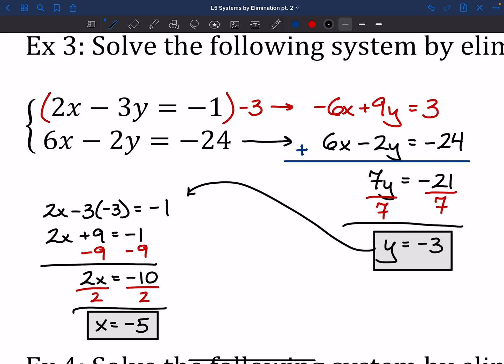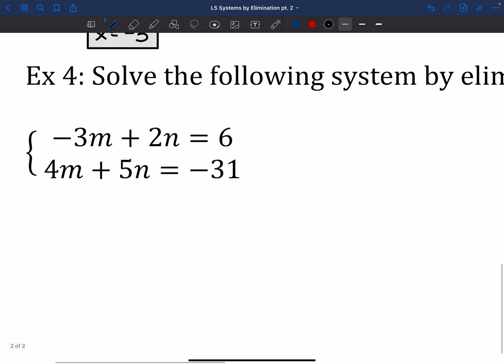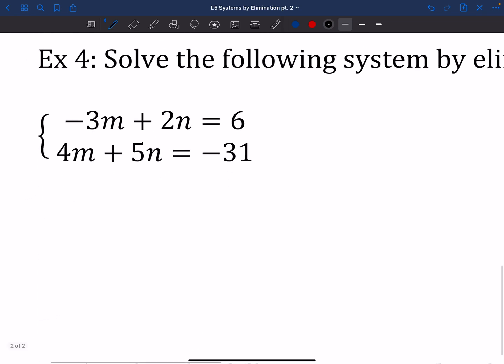All right? We got 2 more problems we're going to talk through real quick, and then I'll let you go. So for this one, same deal. Coefficients don't match. We're going to need to multiply. As I'm looking at those coefficients, the negative 3 and the 4, and then the 2 and the 5, there isn't really a great thing that we can just multiply one of them to get the other. So I'm going to end up needing to multiply both of these equations.